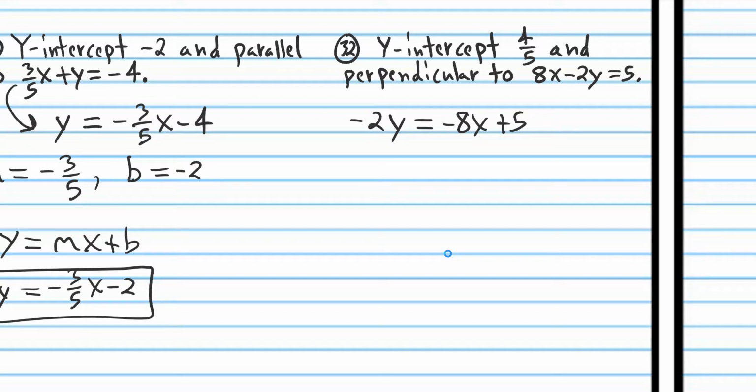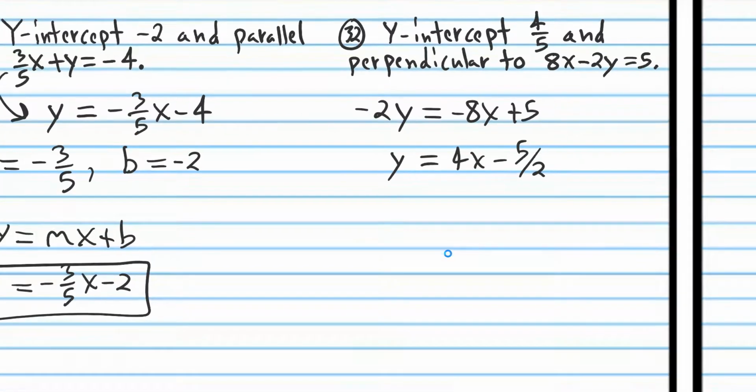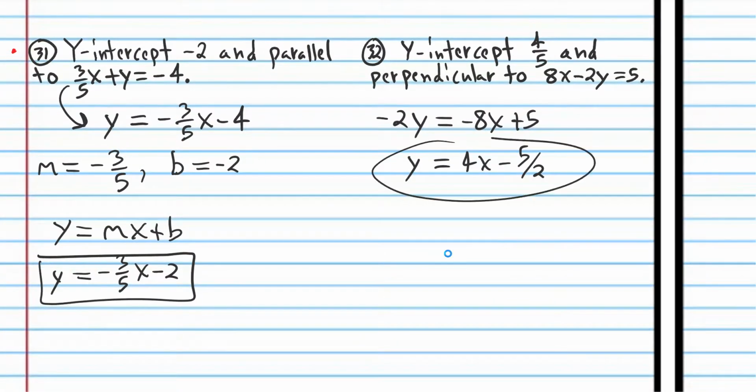Then I'm going to divide both sides by negative 2 because I have to get y by itself. Remember, in y equals mx plus b form, y is by itself. We have to get y by itself. All right, so now it's in slope-intercept form, and I can see the slope of this line is 4.